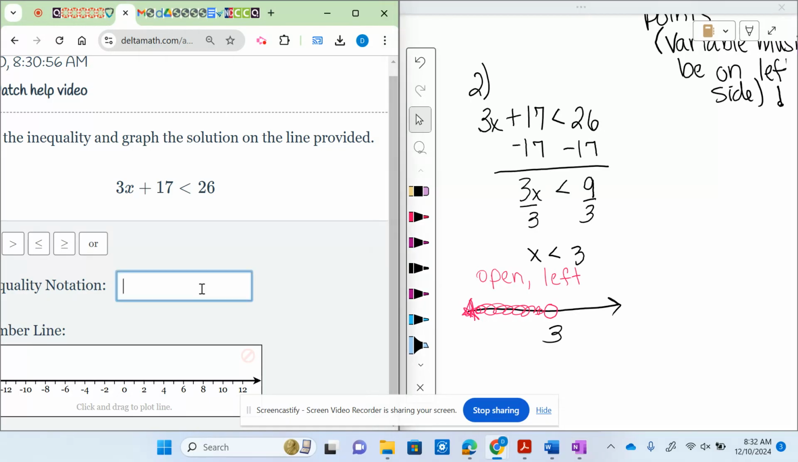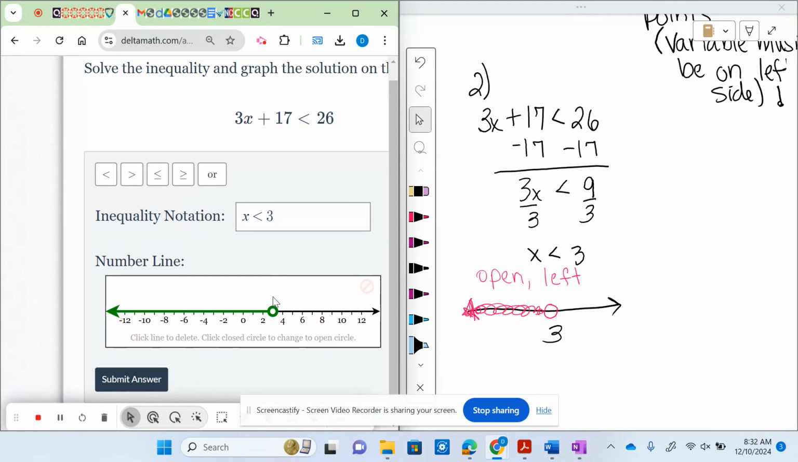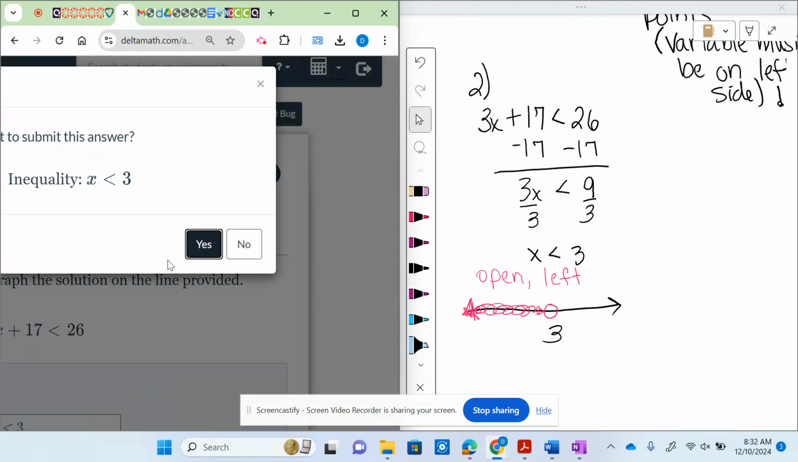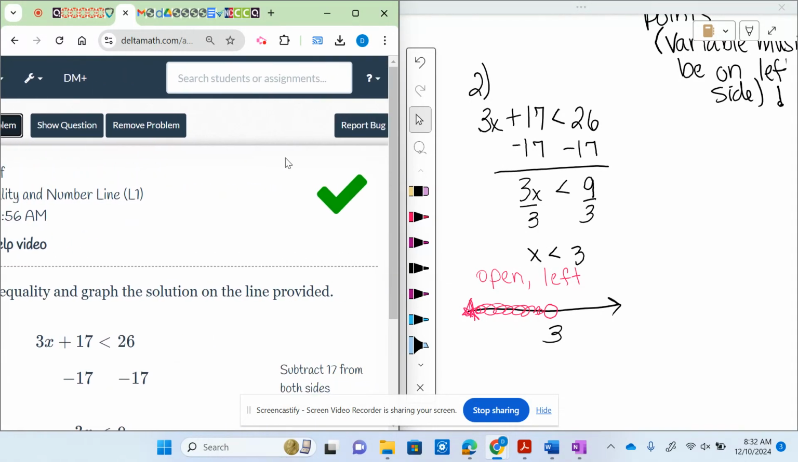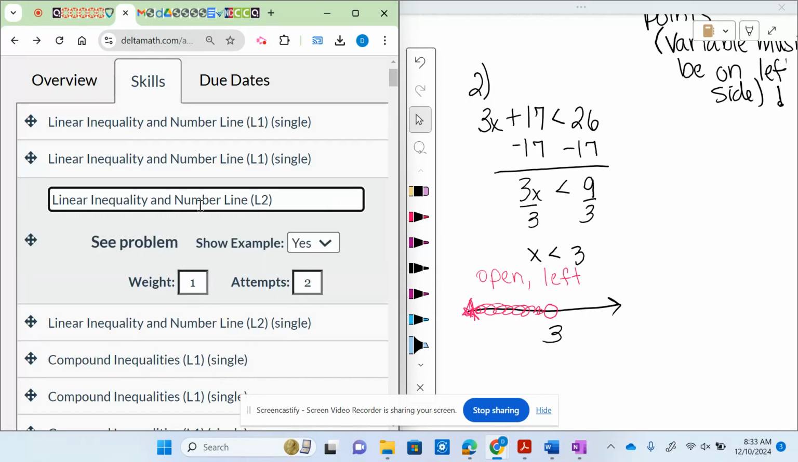So over here on your inequality notation, x is less than 3. I'm going to drag that to the positive 3, open circle. Are we good with that? So I started over here and dragged it backwards and then clicked on it to make it an open circle. Go to question number 3.